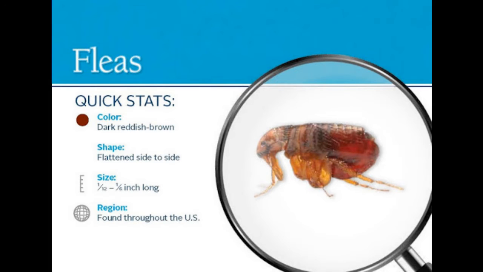What is a flea? The flea is a common name for almost 2,500 species of small flightless insects that survive as external parasites on mammals and birds. Fleas live by consuming blood from their host.